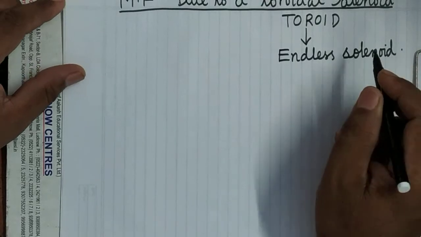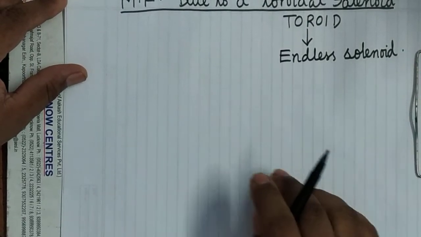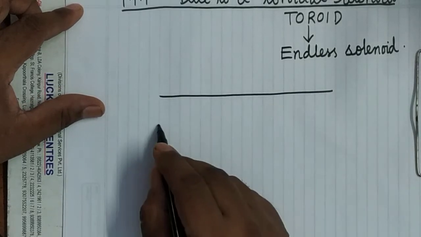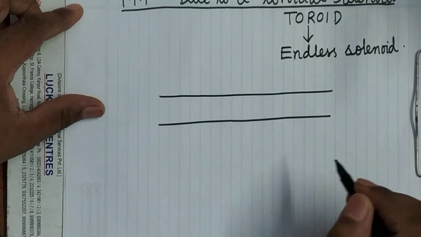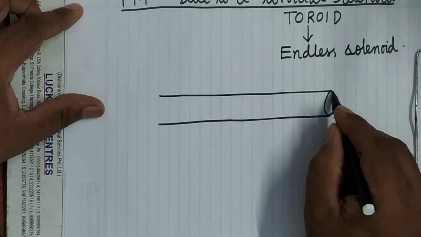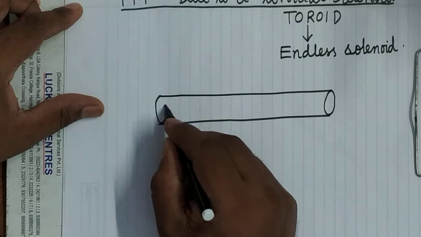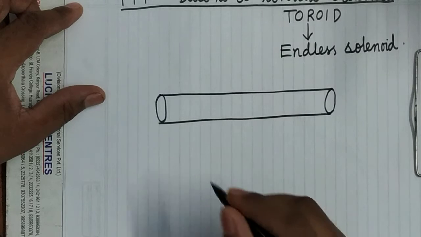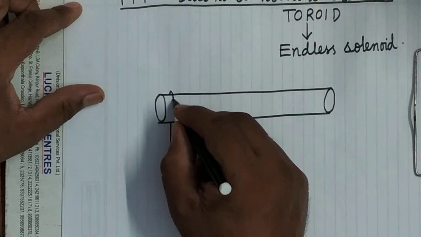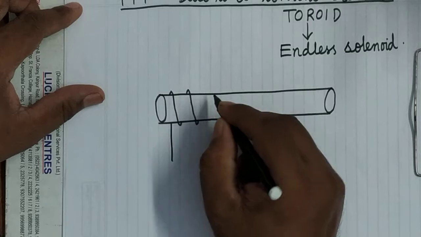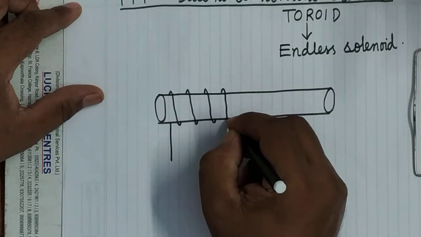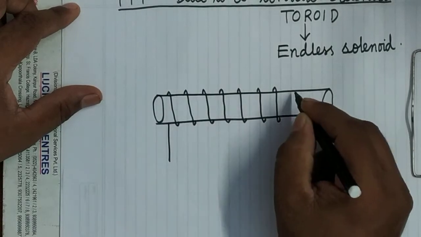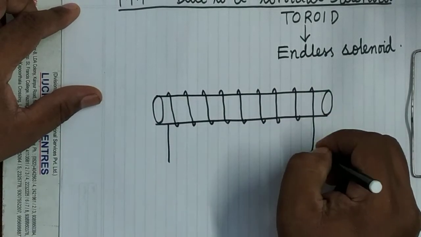Now see here, how will you make a toroidal solenoid? You take a solenoid. As you know, a solenoid is made by winding insulated copper wire over a cylindrical core of some non-magnetic material, and when current passes through it, it will become a cylindrical bar magnet. Its one face will be like the north pole and the other face like the south pole.